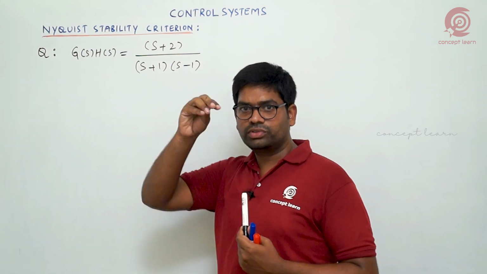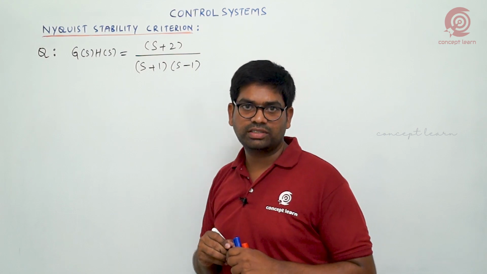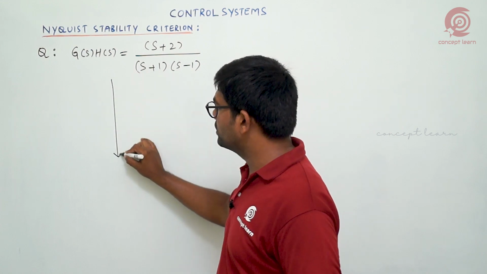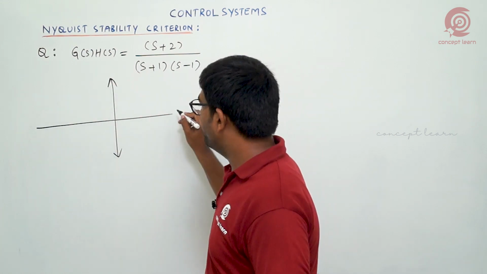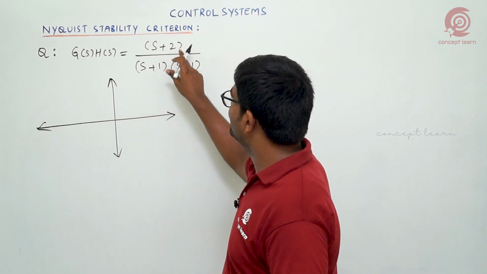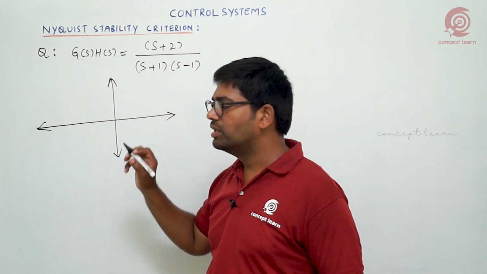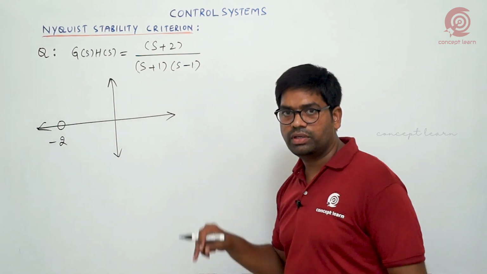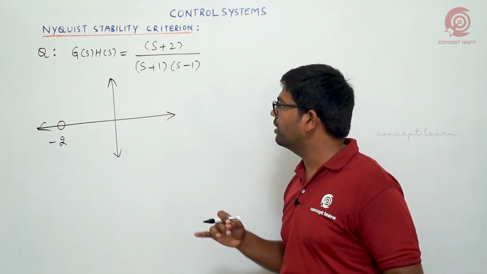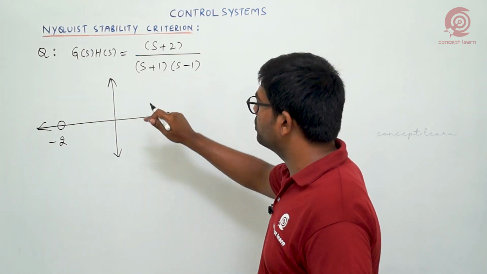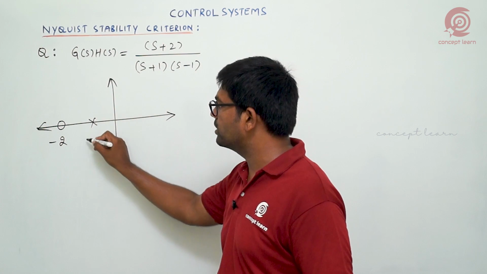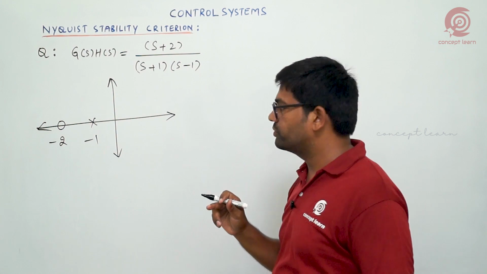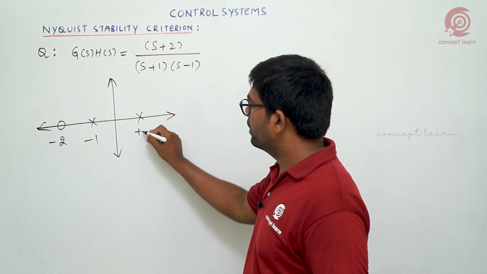Here we'll see another example related to the Nyquist stability criteria. But this time we are choosing a different kind of transfer function, which is not in standard form. So look at these poles and zeros, where these are located. Numerator gives s plus 2 is equal to 0, means s is equal to minus 2. At this position the zero is located. Denominator s plus 1 is equal to 0 means s is equal to minus 1, which gives the pole location. And again s minus 1 is equal to 0, that is s is equal to plus 1, where we get the location of a pole.